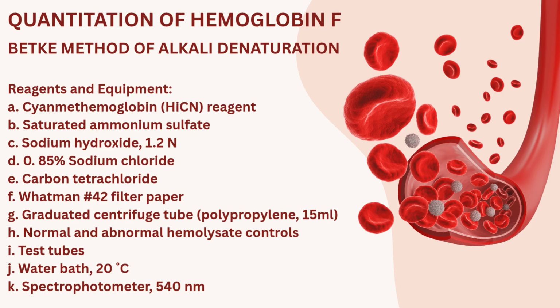So the reagents and equipment to be used: we have cyan methemoglobin reagent, saturated ammonium sulfate. Again, this reagent will precipitate the denatured hemoglobin. Our alkaline reagent is sodium hydroxide. We also have 0.85% sodium chloride, carbon tetrachloride, Whatman filter paper, graduated centrifuge tubes, normal and abnormal hemolysate controls, test tubes, water bath, and spectrophotometer.